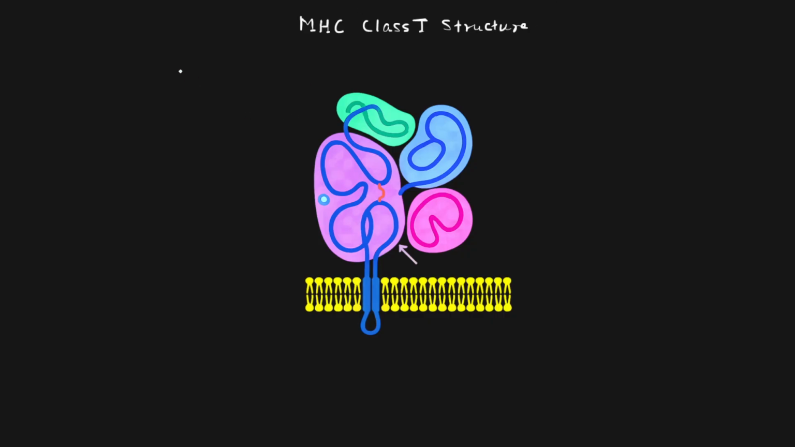When it comes to the structure, it has one heavy chain, which is the alpha chain. So you can see three domains are there: blue, green, and the pink one. These are all part of the alpha chain. So you have the first one, which is alpha 1 over here. Then you have the second one, which is alpha 2, right over here. And then you have the third one, which is alpha 3. All three domains are really important for its structure.